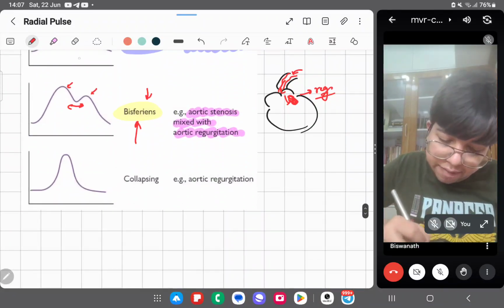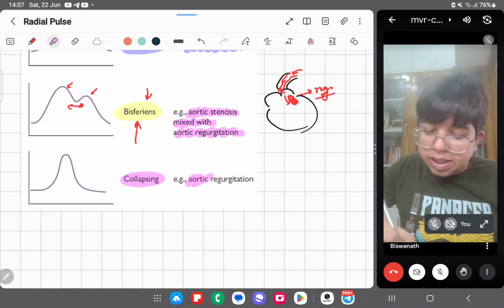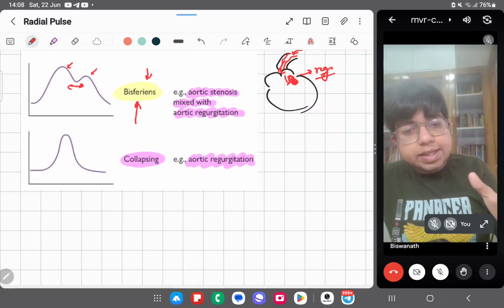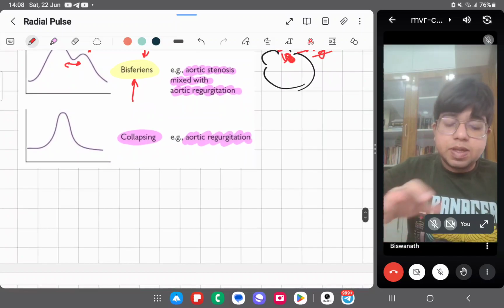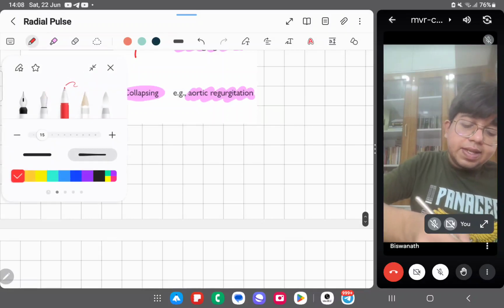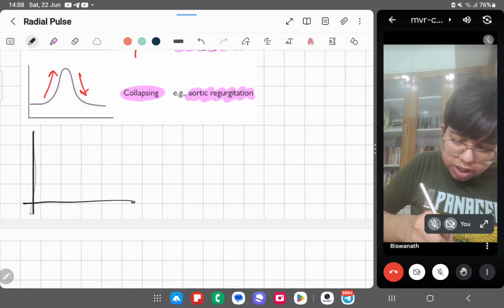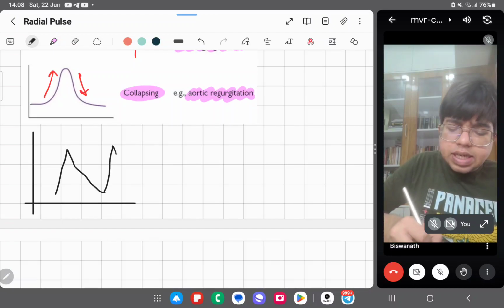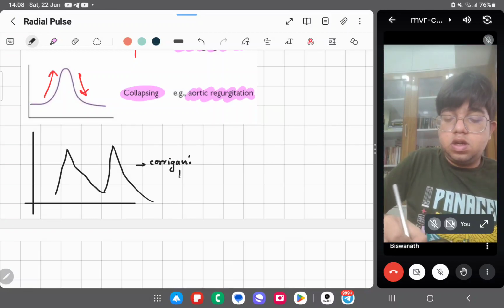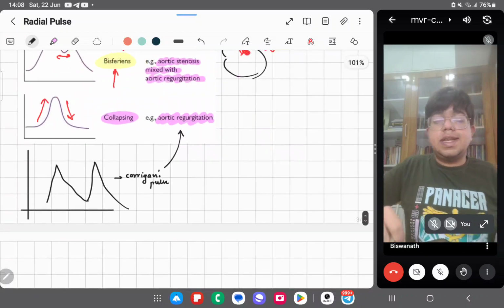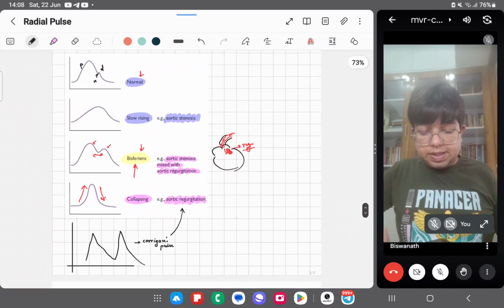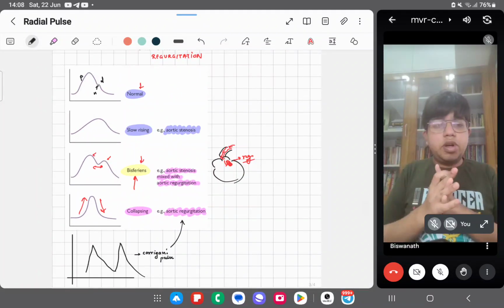Then we have a collapsing pulse. This is in aortic regurgitation. The collapsing pulse in some contexts is referred to as the water hammer pulse or Corrigan's pulse. There is a rapid upstroke and a rapid downstroke occurring here. This type of pattern is formed in case of Corrigan's pulse. This is also seen in aortic regurgitation, right? Understood? These pulses are all done. So this is about your arterial pulse.